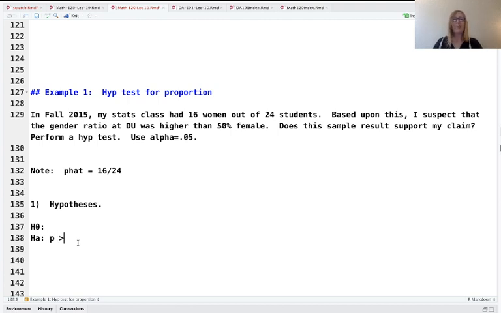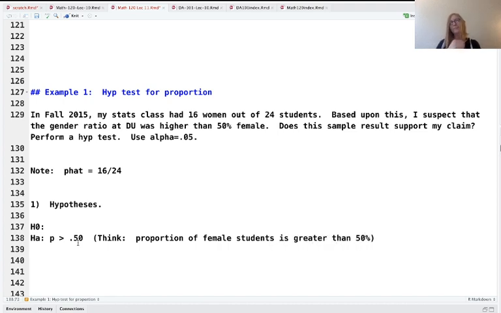I think that the proportion p is greater than 50%, 0.50. Let me just annotate that. We think the proportion of female students is greater than 50%. That's what I'm asserting, or I hope to show about this population.